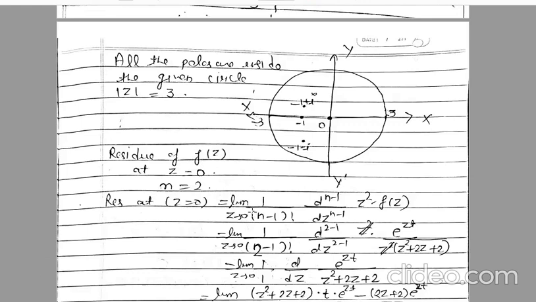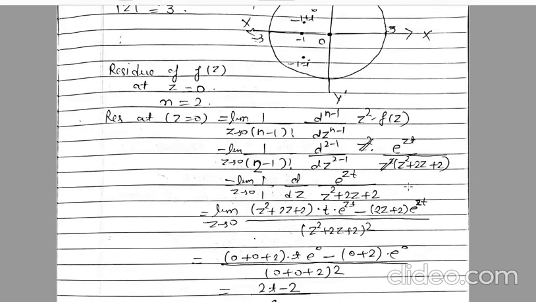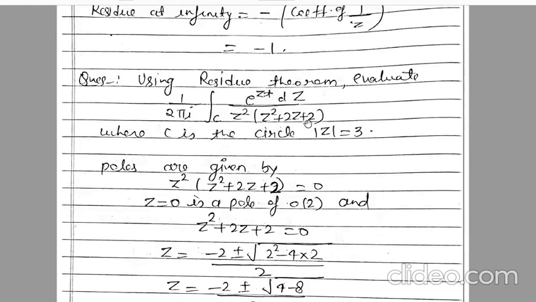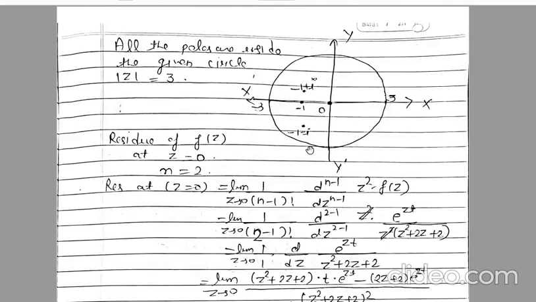So residue at z is equal to 0 is equal to limit z tends to 0, 1 upon (n minus 1) factorial, d to the power n minus 1 upon dz to the power n minus 1, z square into f(z). So guys, put n is equal to 2 here, and z square into f(z). f(z) will be e to the power zt upon z square into (z square plus 2z plus 2). So where is f(z) coming from? f(z) is coming from here. This is your f(z): e to the power zt upon z square into (z square plus 2z plus 2). So this will be your f(z). So just write here f(z), and now just simplify.